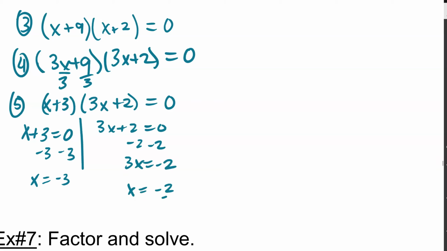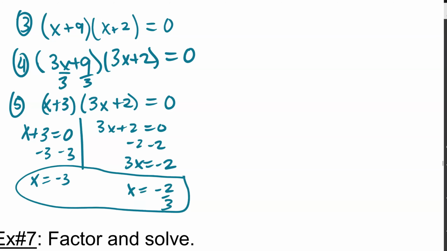And x equals negative 2/3. These are our two solutions. And remember, what are other words for solutions? Solutions are the roots. So there are solutions, our roots, our zeros, and our x-intercepts. So this is telling me where our parabola crosses the x-axis.